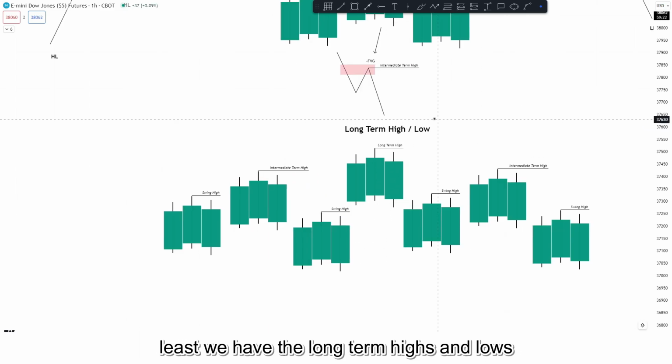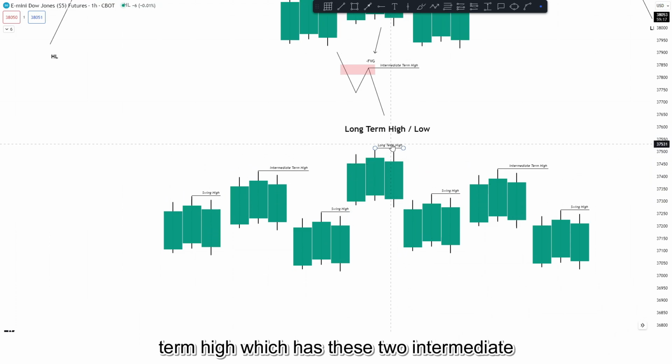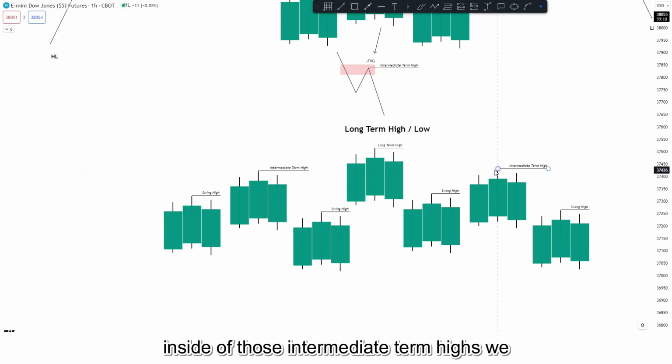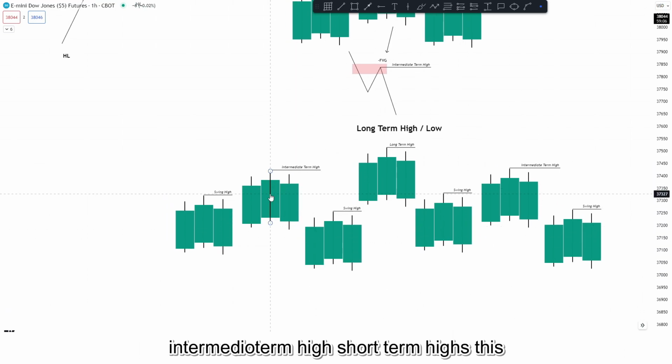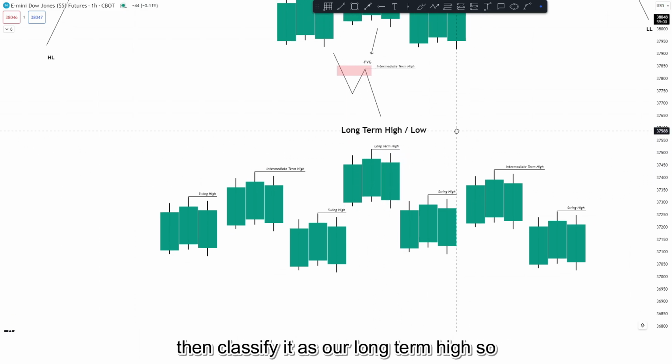So last but not least, we have the long-term highs and lows, which in this depiction, we have this long-term high, which has these two intermediate-term highs to the left and to its right. And inside of those intermediate-term highs, we have these short-term highs. As you can see, intermediate-term high, short-term highs. This middle part, this highest high here, would then classify it as our long-term high.